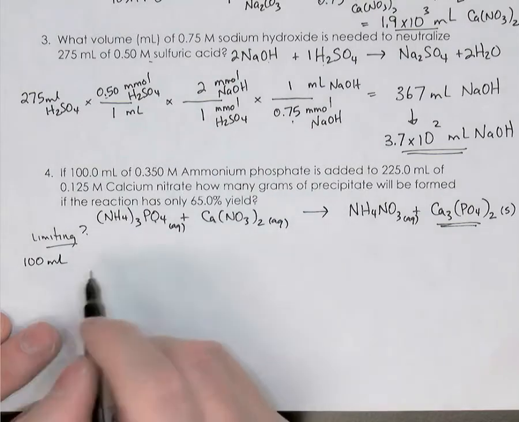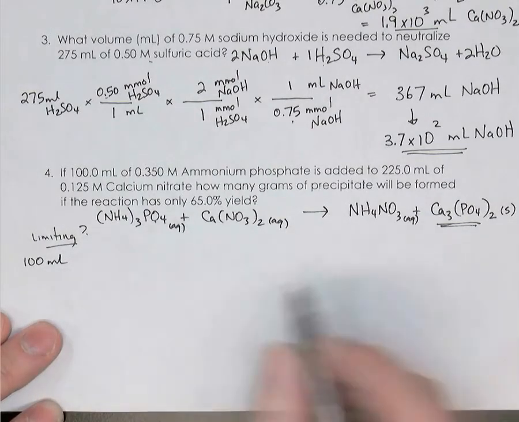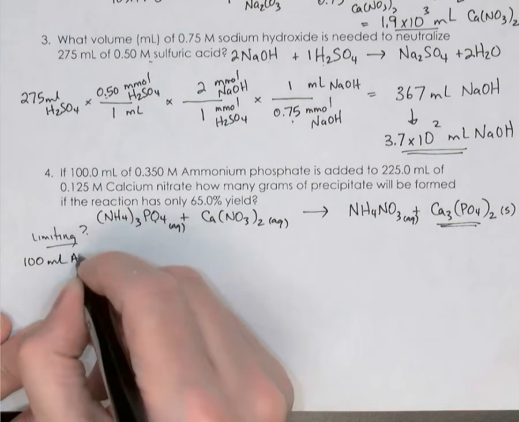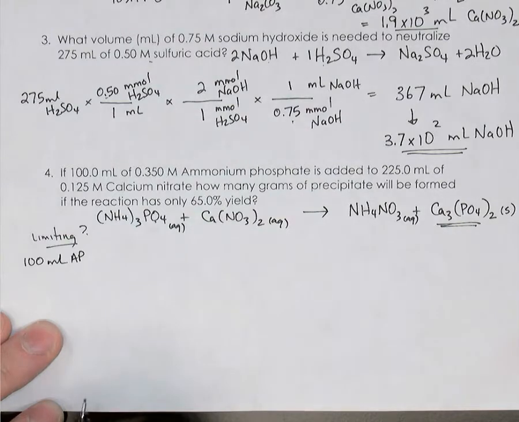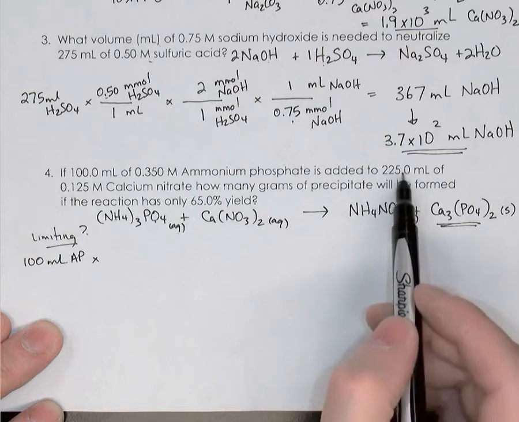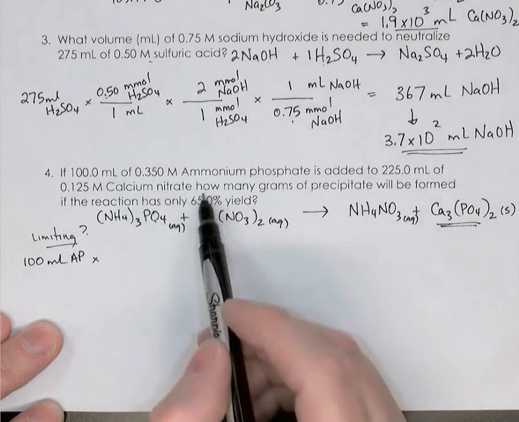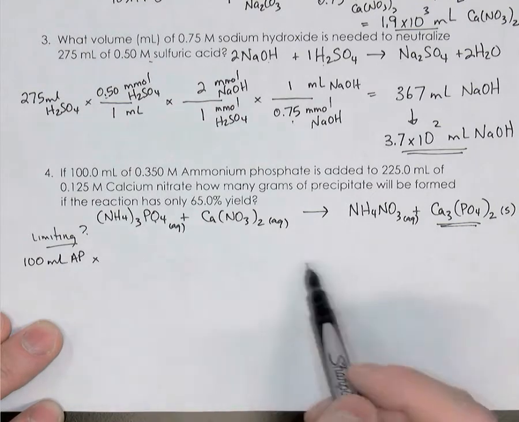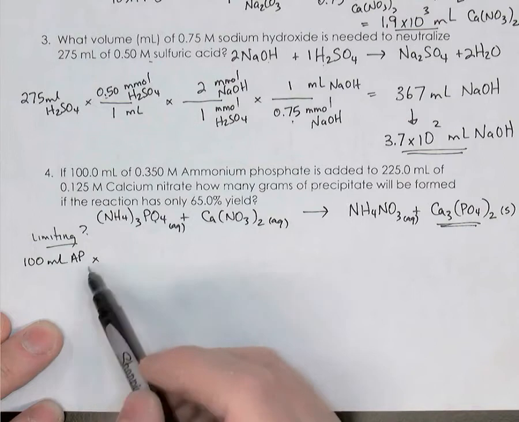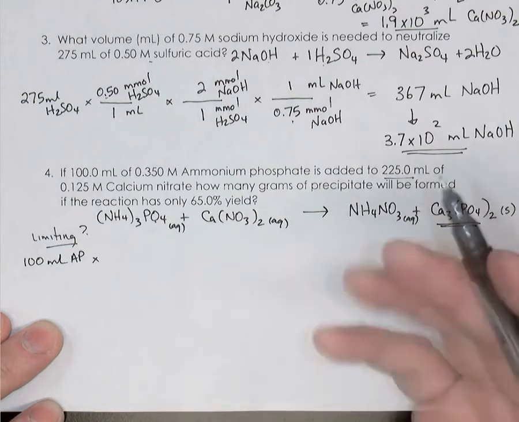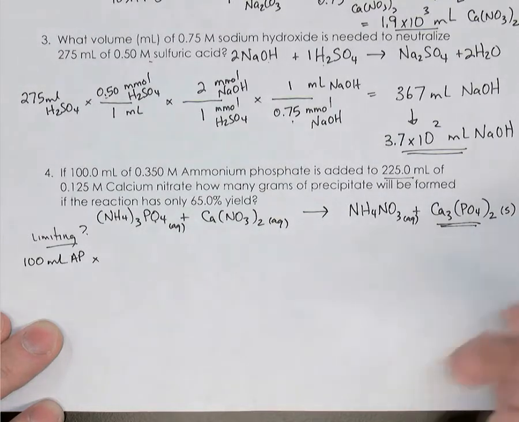Now I don't want to write, these formulas are rather complicated. I'm going to just abbreviate ammonium phosphate as AP. Alright, so 100 mils of ammonium phosphate. And I'm going to go calculate the volume, because we know the volume here, the volume of calcium nitrate that will be needed to react with this. Once I know how much calcium nitrate is needed to use up the ammonium phosphate, I can compare that to how much we have, and I can decide whether or not the calcium nitrate is in excess or whether it's limiting.